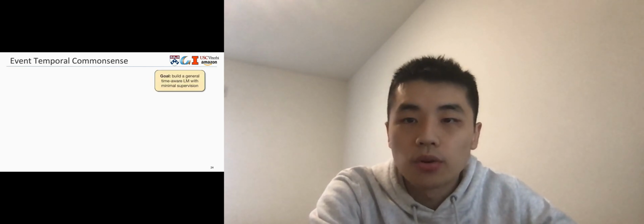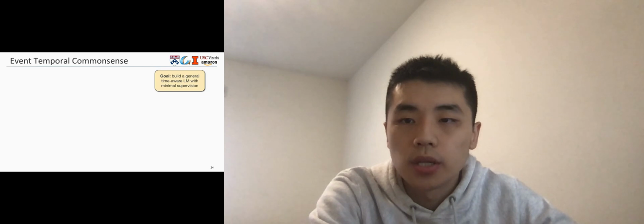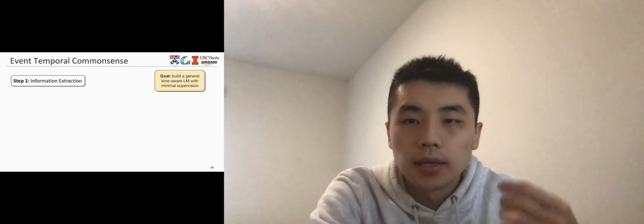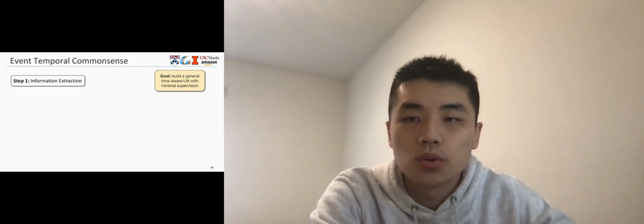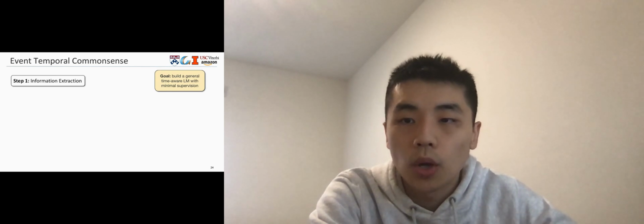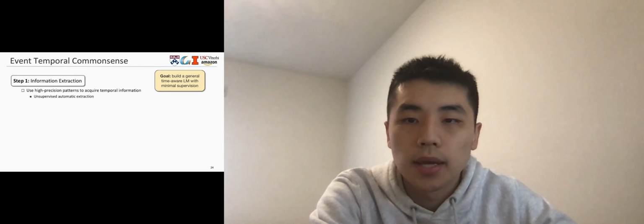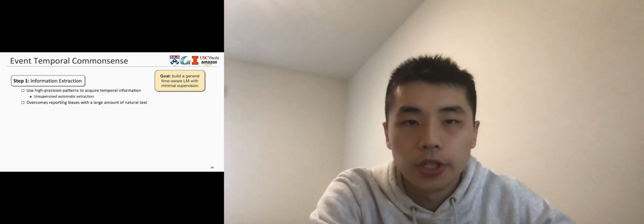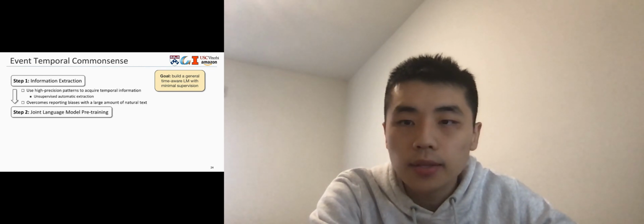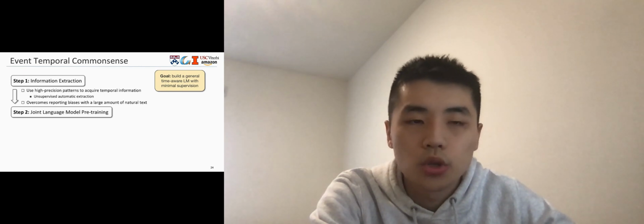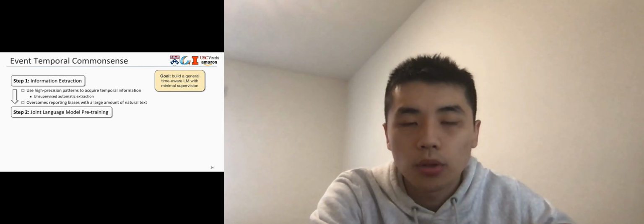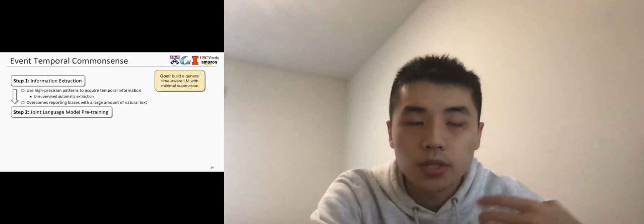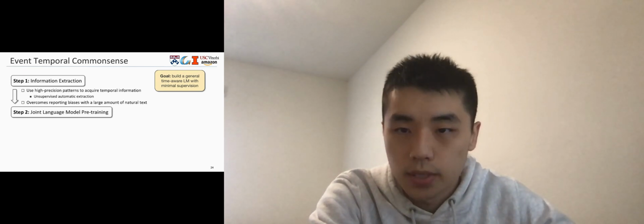With the goal of building a general time-aware language model with minimum supervision, this language model starts with a focused and supervised information extraction step, in which they use a set of high-precision patterns to acquire temporal information. This actually helps the model to overcome reporting bias, as we can automatically extract that knowledge from natural text. And then in the second step, they propose a joint training for the language models to help the model understand both the original semantics as well as the temporal information about events.